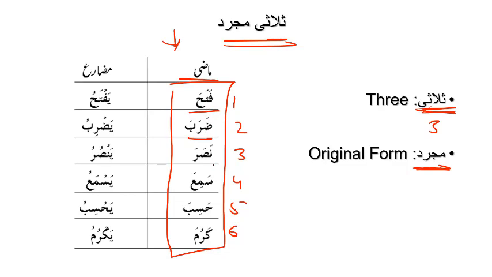So Fataha, Daraba, Nasara, Samiya, Hasiba, Karuma. The only thing that's changing is the vowel on the Ain letter, which is the middle letter. So all the babs that are based on a past tense verb that only has these 3 core root letters, these are all called the Salasi Mujarrad babs. And that's what our whole discussion so far, the numerous classes that we've had, have all been based on Salasi Mujarrad.